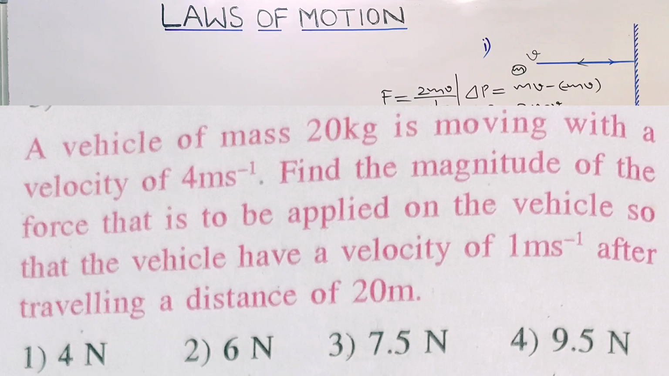A vehicle of mass 20 kilograms is moving with a velocity of 4 meters per second. Find the magnitude of the force that is to be applied on the vehicle so that the vehicle has a velocity of 1 meter per second after traveling a distance of 20 meters.